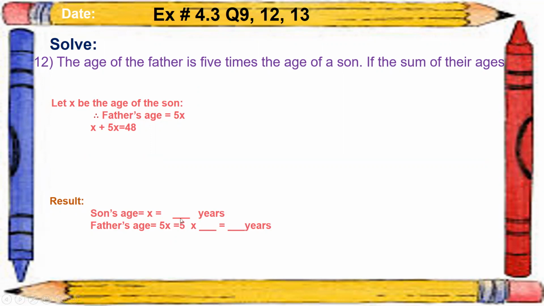Okay, you can recheck and verify your answers by putting the value of x in this equation. If you get the sum of x plus 5x is equal to 48, that means your answer is correct. Clear? Done?